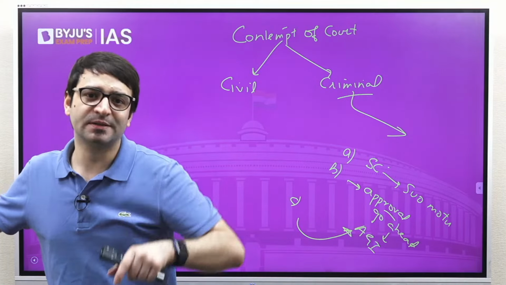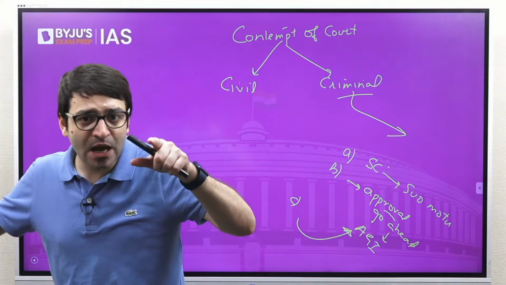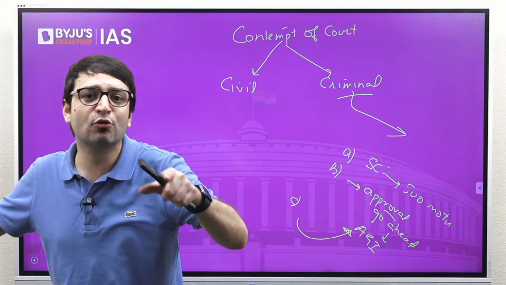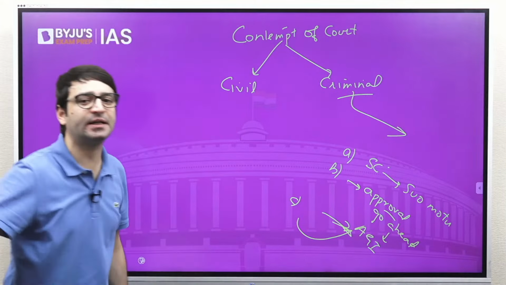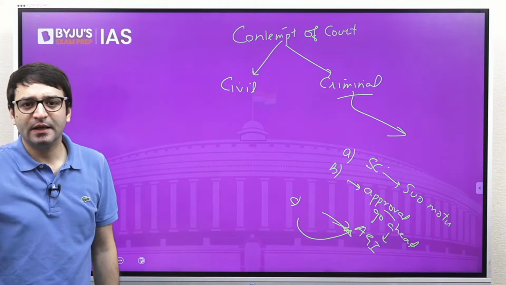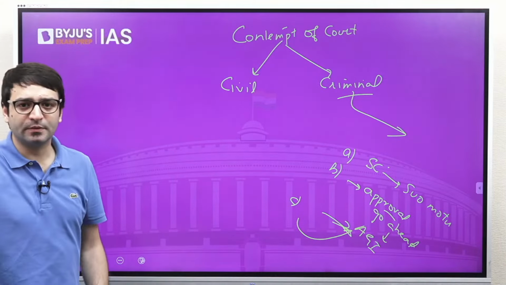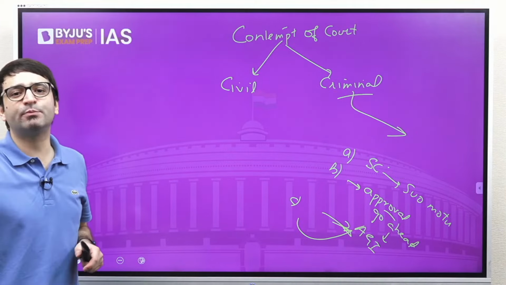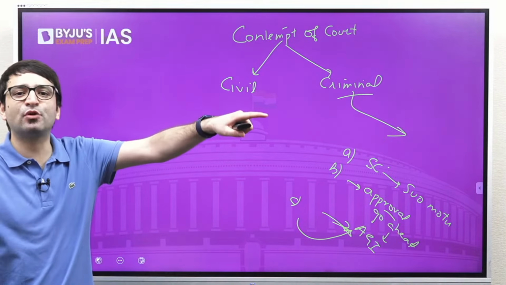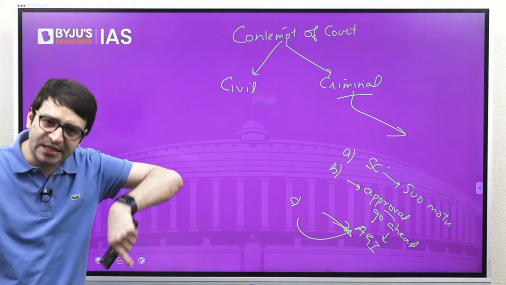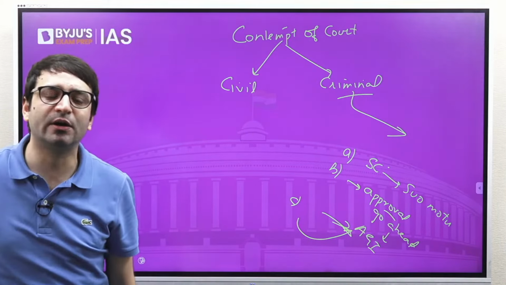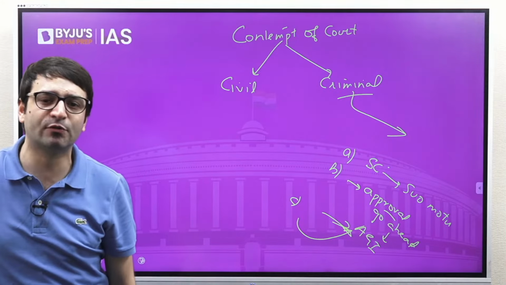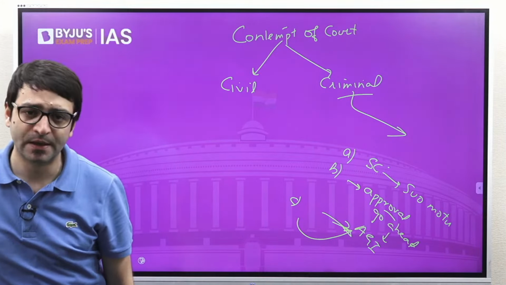But this third person cannot file a contempt of court case in the Supreme Court without the approval of the Attorney General for India. If I want to file a case in the court alleging that you have committed contempt of court, I have to first approach the Attorney General, take his permission. Once he gives the permission, only then I can file a contempt of court, a criminal contempt of court case against you in the court.